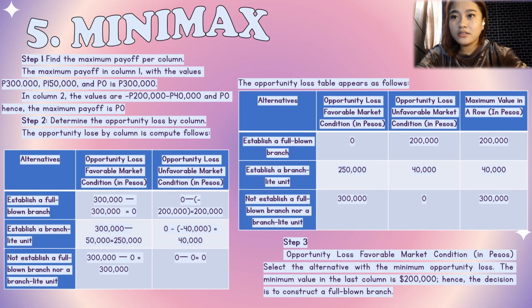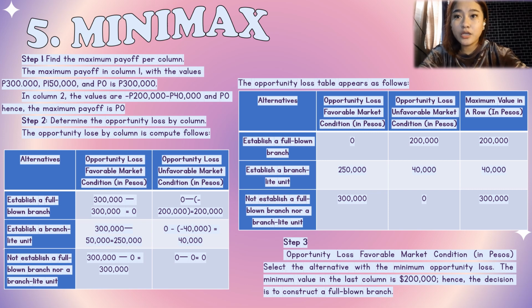So, let's move on to the problem. In the minimax criterion, the payoff table is converted into an opportunity loss table. Then, the alternative with the minimum opportunity loss is selected. The following steps are observed in converting a payoff table to an opportunity loss table. So, the first step is find the maximum payoff per column. Second is determine the opportunity loss by column. And third is select the alternative with the minimum opportunity loss.